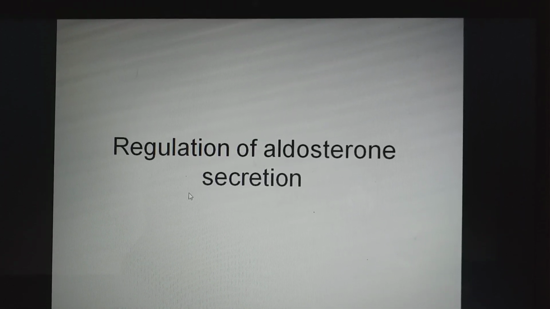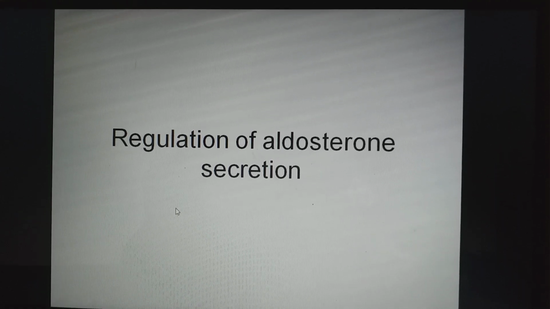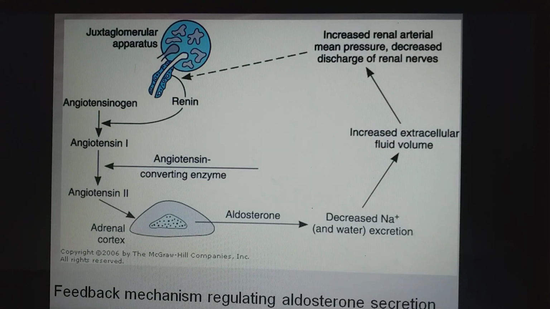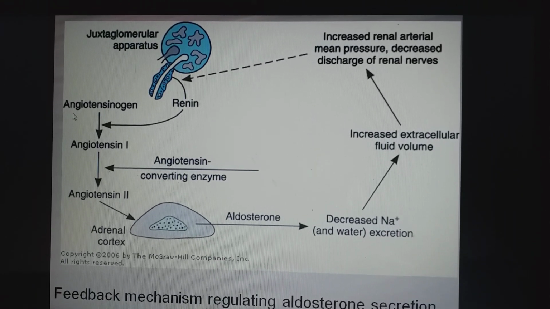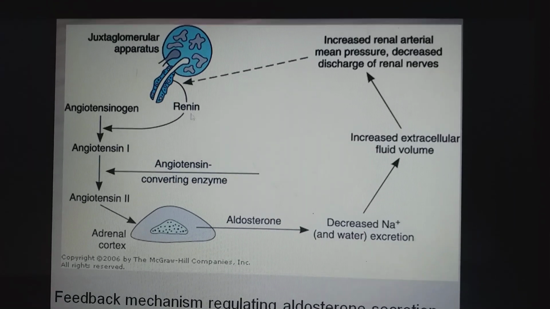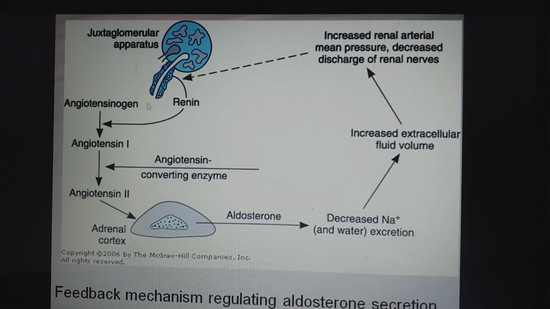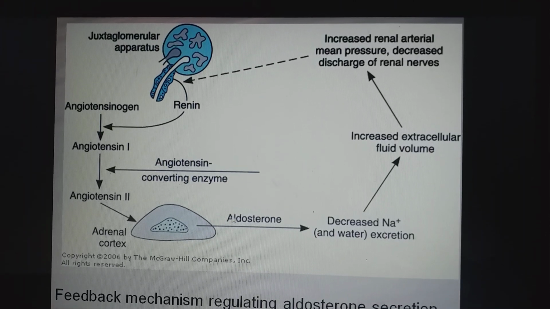And regulation of aldosterone secretion. Though the cortisol secretion is under the control of the hypothalamus pituitary adrenal axis, the main stimulator for aldosterone secretion is the renin-angiotensinogen system. It is not the hypothalamus pituitary adrenal axis, right? So for whatever reason, if the angiotensinogen system gets activated, it can stimulate the adrenal cortex to secrete the aldosterone.